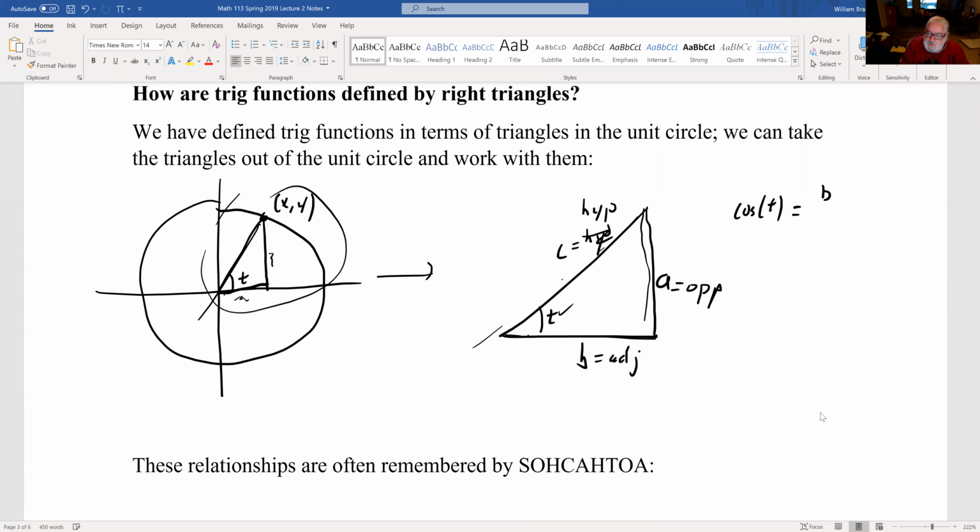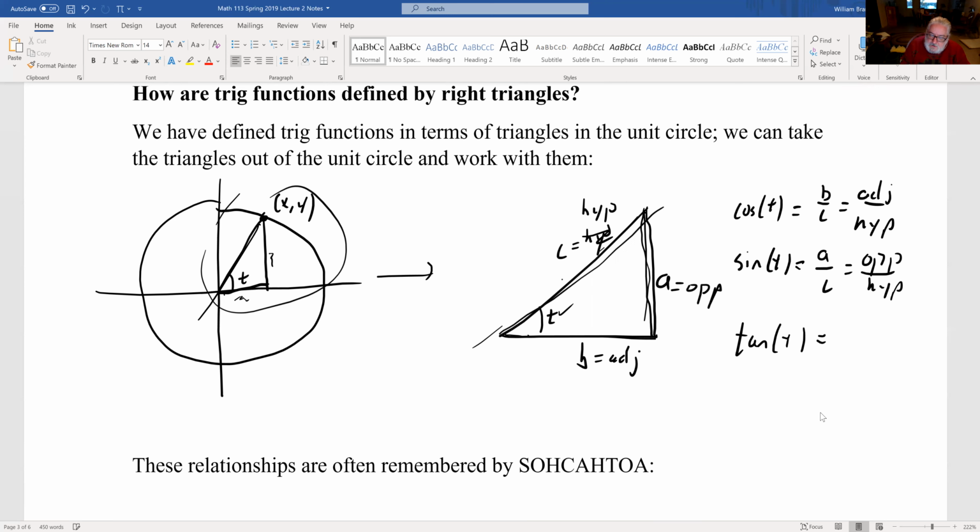So that'll be b over c, or adjacent over hypotenuse. Sine of t is the opposite over the hypotenuse. So that's going to be a over c, or opposite over hypotenuse. And then tangent is sine over cosine, right? Y over x, so that's a over b, or opposite over adjacent.